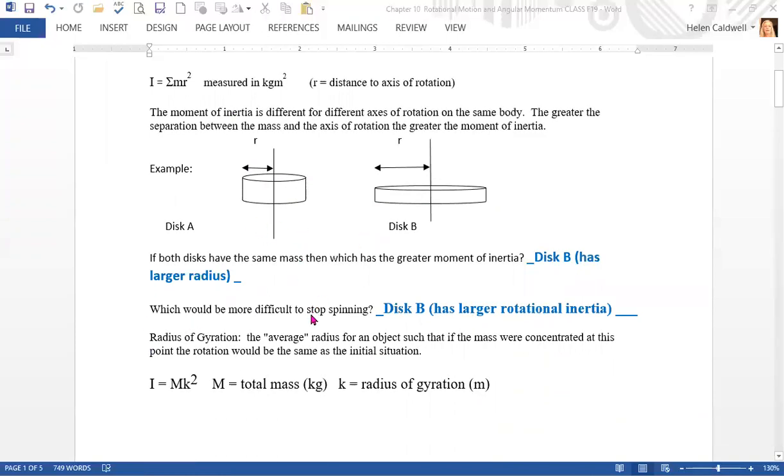So if we look at these two, which one's going to be more difficult to stop spinning? Well, I know we haven't talked about it yet, but let's think back to what we know about inertia. If you have an automobile and a tricycle, the automobile has the larger inertia. Remember, inertia is related to mass and allows an object to obey Newton's first law. A body at rest stays at rest. One in motion stays in motion. So the more mass you have, the more inertia you have. So the car would have the larger inertia. The tricycle would have the small inertia.